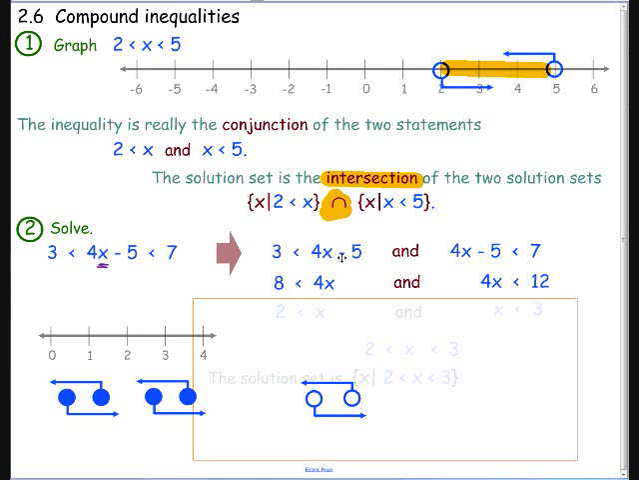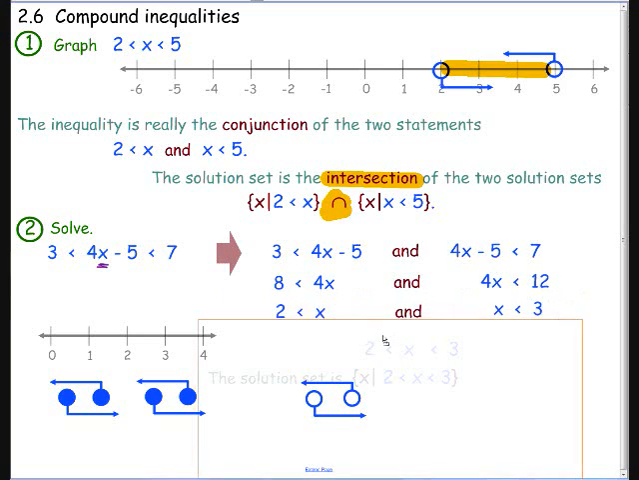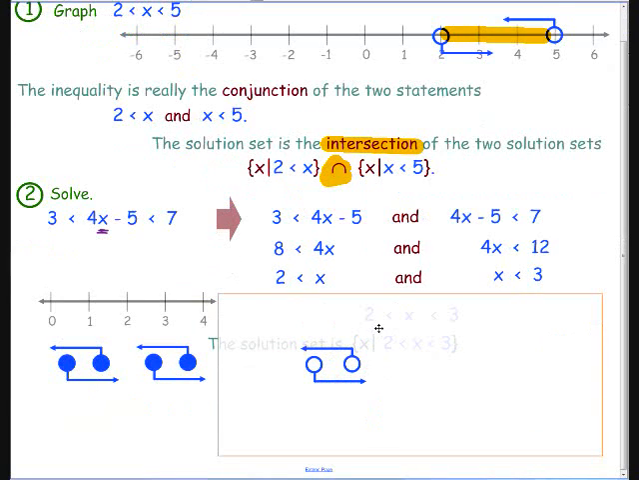What are we doing? We add 5 to both sides. Add 5 to both sides. We get x is greater than 2 and x is less than 3. Let me do it over here, doing all of them at the same time. I'm going to add 5 to both sides. See, I can't get away from saying it.